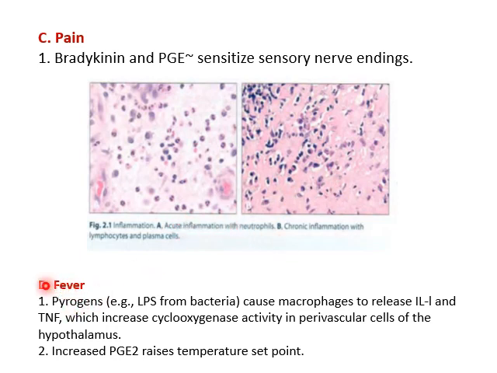Then we move to the next sign, which is the fever. We have the pyrogens like lipopolysaccharide from the bacteria cause macrophages to release interleukin-1 and tumor necrosis factor, which increase cyclooxygenase activity in the perivascular cells of the hypothalamus. Increased PGE2 raises the temperature set points.